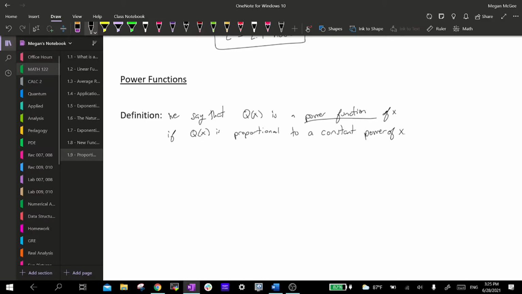All right, so what does this look like? It looks like Q of x is equal to our proportionality constant times x raised to some power, where k is still the constant of proportionality, and p is the power.